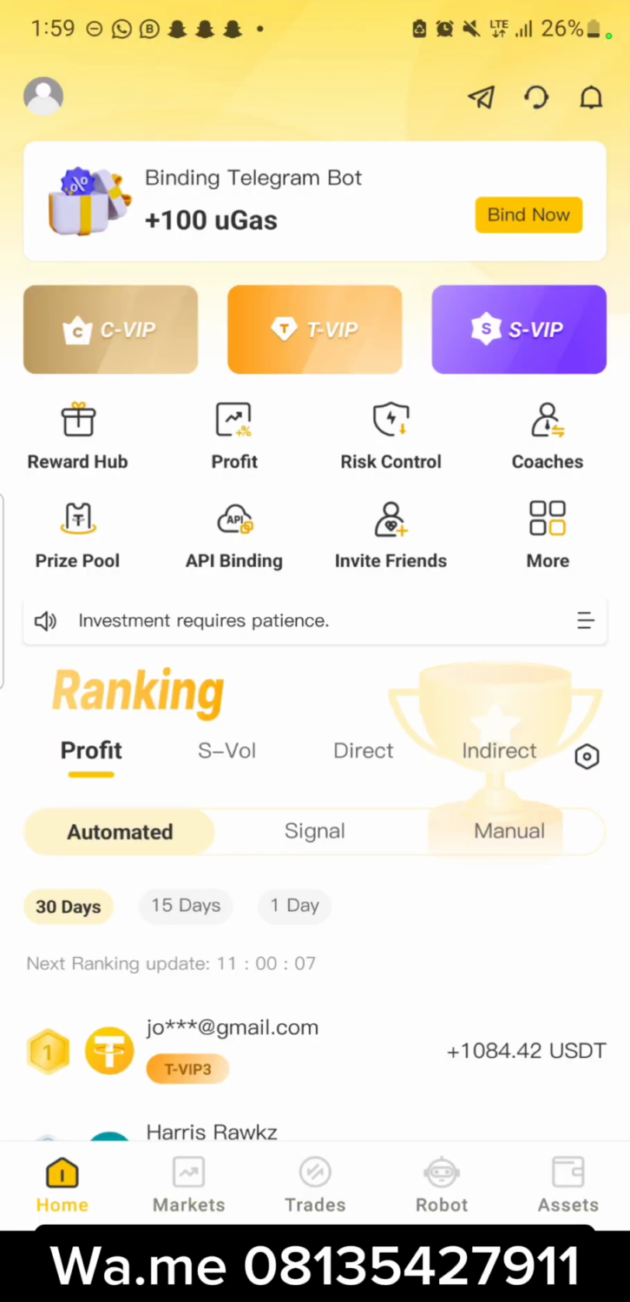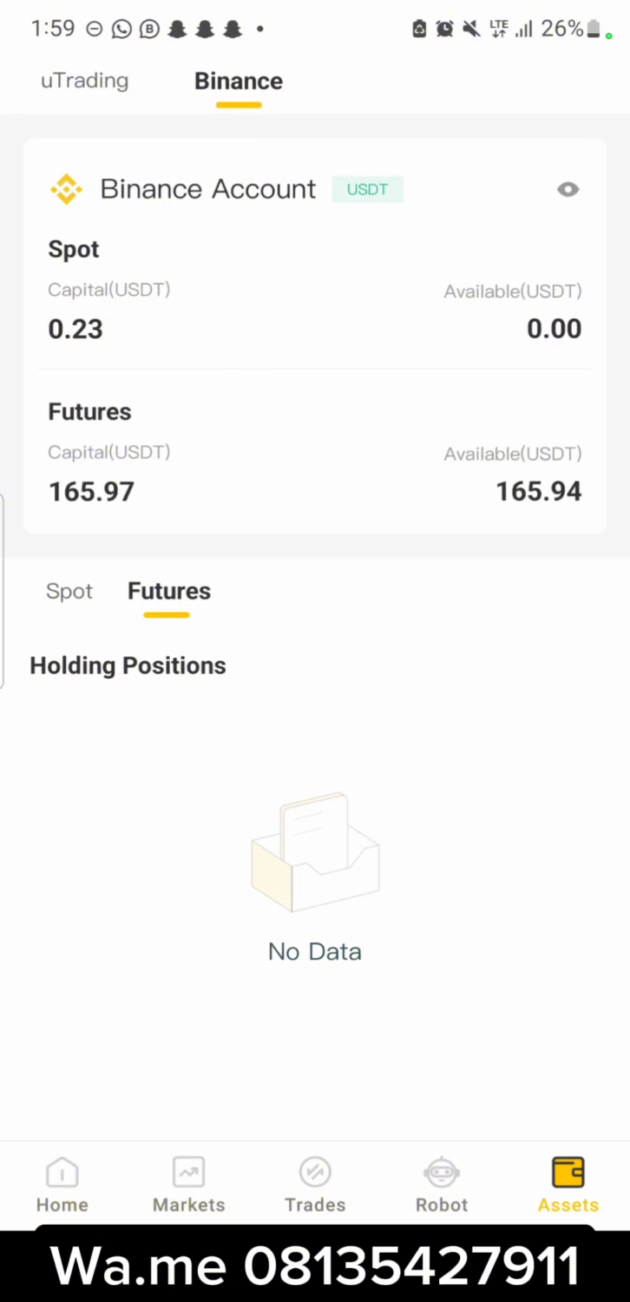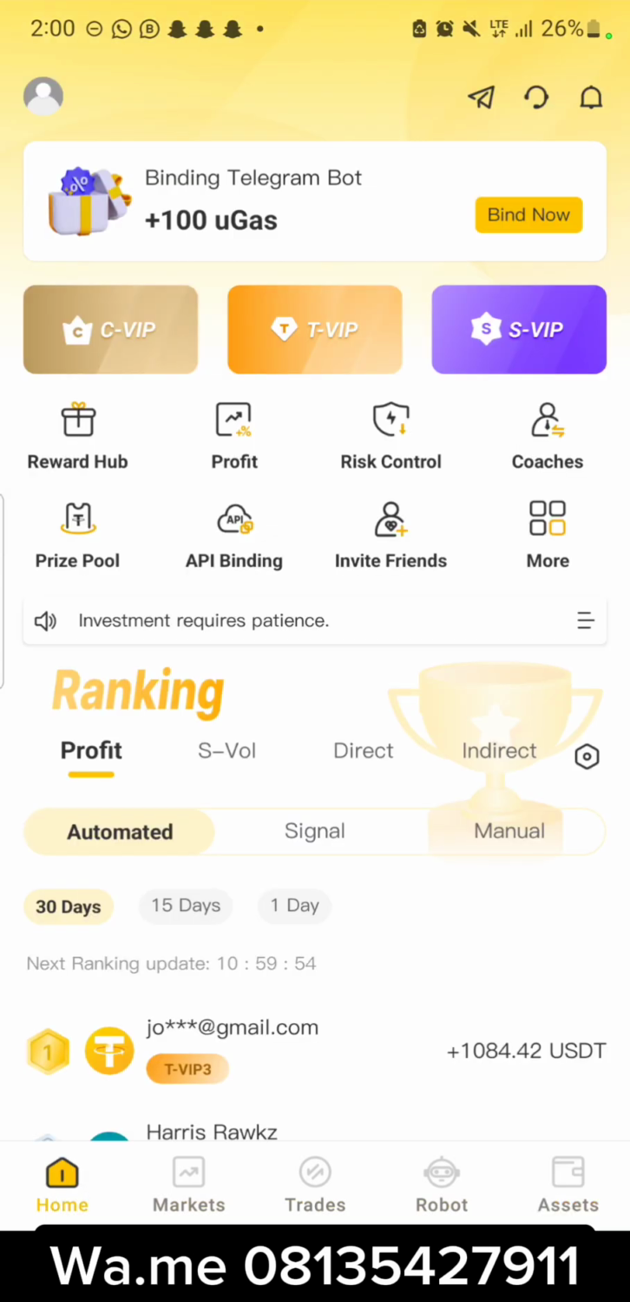All right, so I'll be using this account for example. This is an account for my downline. He currently has $165 here in his futures account, and I'm going to use this account to do two settings for him. All right, two major settings. The first setting I want to implement is what is called the Martingale trade settings, the Martingale strategy.